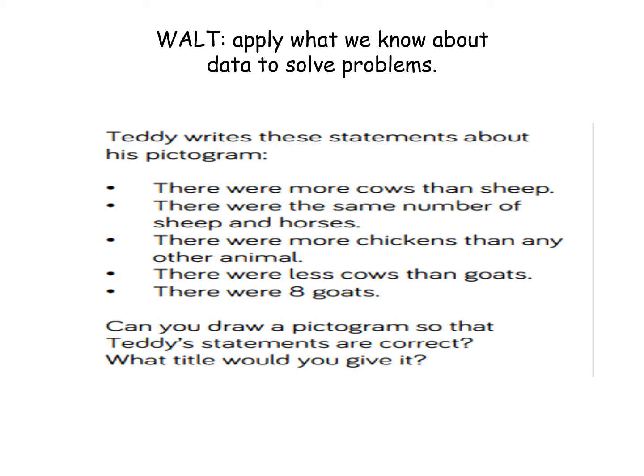So Teddy writes these statements about his pictogram. There were more cows than sheep. There were the same number of sheep and horses. There were more chickens than any other animal. And there were less cows than goats. There were 8 goats. Can you draw a pictogram so that Teddy's statements are correct?